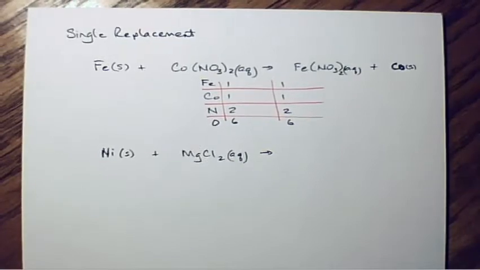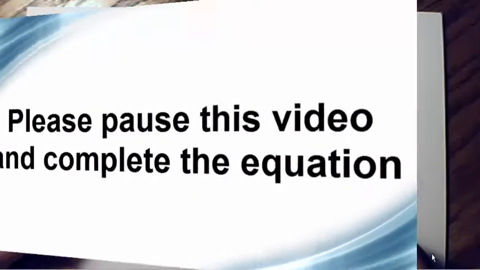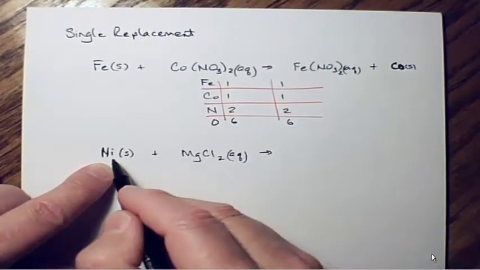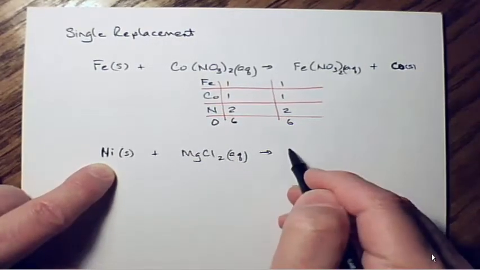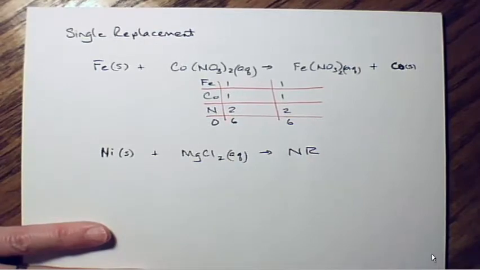Solve this one, please. What products are we going to get over here? Nothing's going to happen, right? Because nickel is not more active than magnesium. So you can stop with that. NR. No reaction.